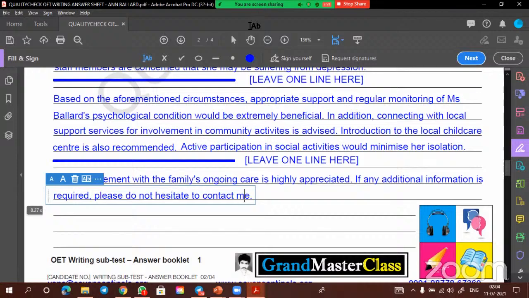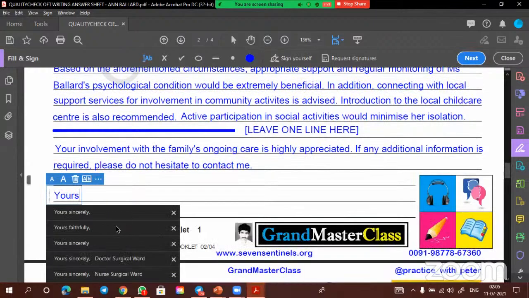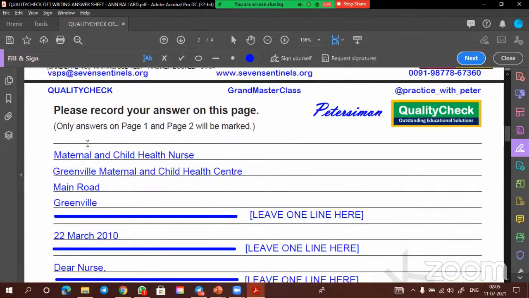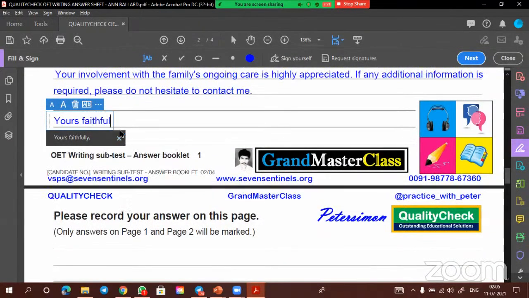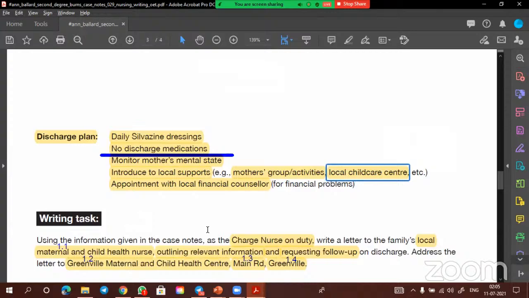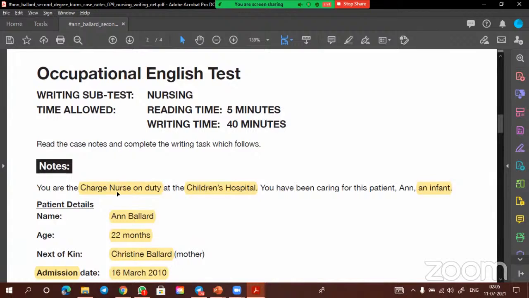Right. So finished. Now you leave one line and here you will write yours. So to whom are you writing this? You are writing to dear nurse. The name is not there, so yours faithfully, comma. Then leave two lines, one line here, one line here. And here you write what you have to write. You have to write this one: charge nurse. Okay.